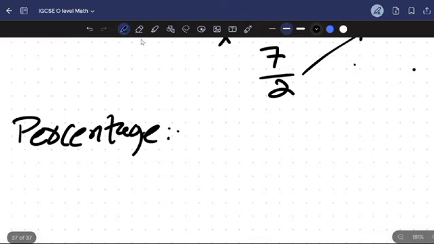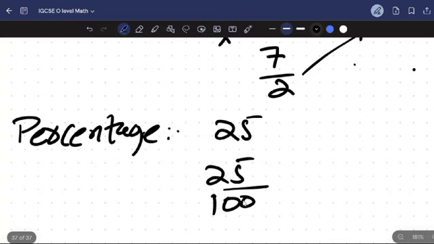For example, I've got a number 25. Now 25 in percentage becomes 25 divided by 100. So that's how we are going to convert any number, or any fraction, to a percentage.